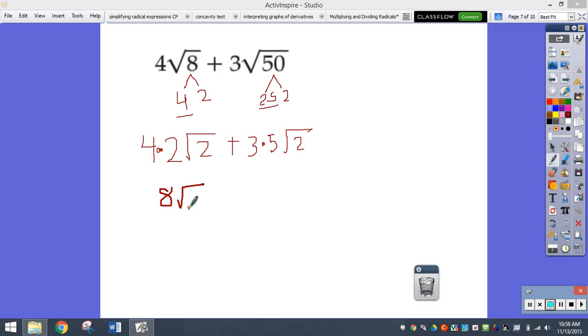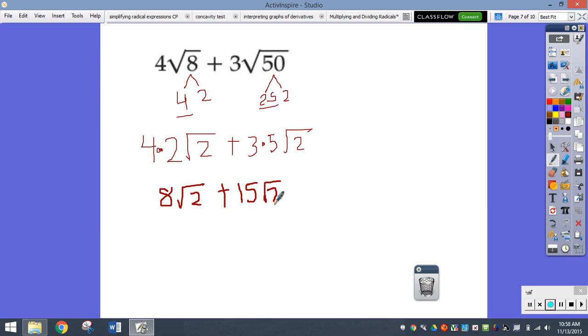pick up where I've written right here. 4 times 2 is 8, and then you have the 2 left inside the radical. And then you have 3 times 5, which is 15, and then you still have the square root of 2. So once you have simplified each radical individually, you'll see that you now have a square root of 2 here and a square root of 2 here. So those are like radicals. Therefore, I can combine them.